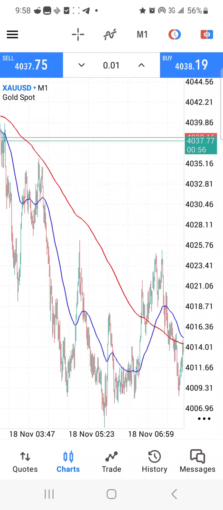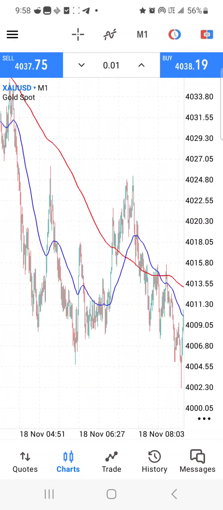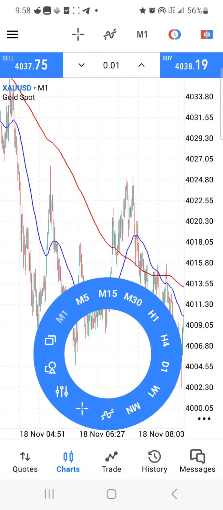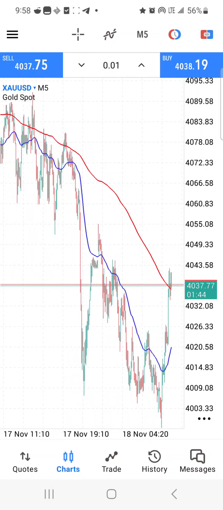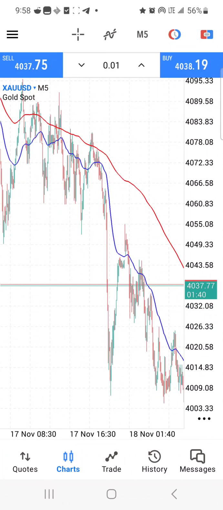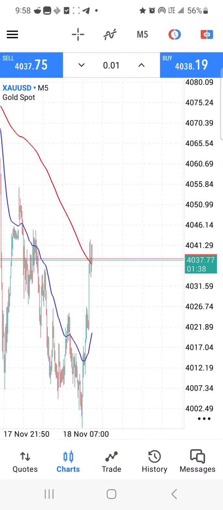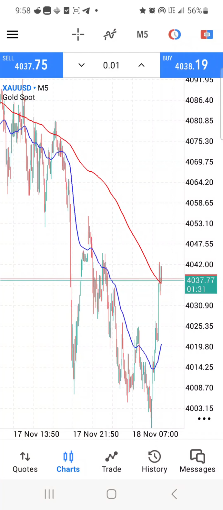But you will see that initially there was a downward movement, more like a bearish candle. Sorry, a bearish trend. You're seeing a bearish trend down here. Gold has been trending downwards since today. So from what we are seeing right now, you see the pattern.